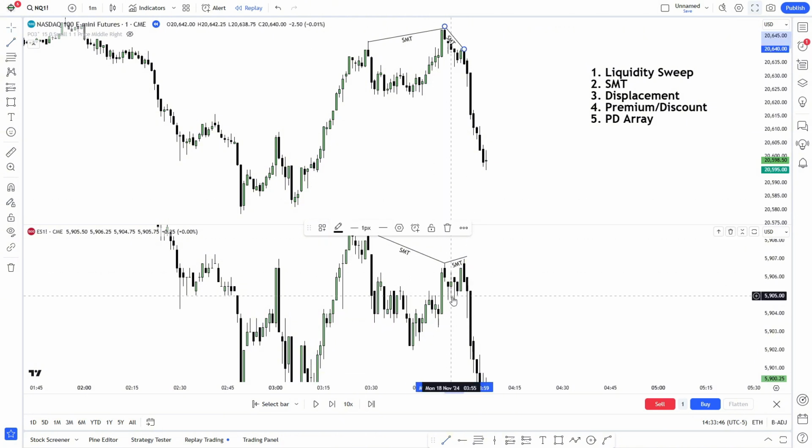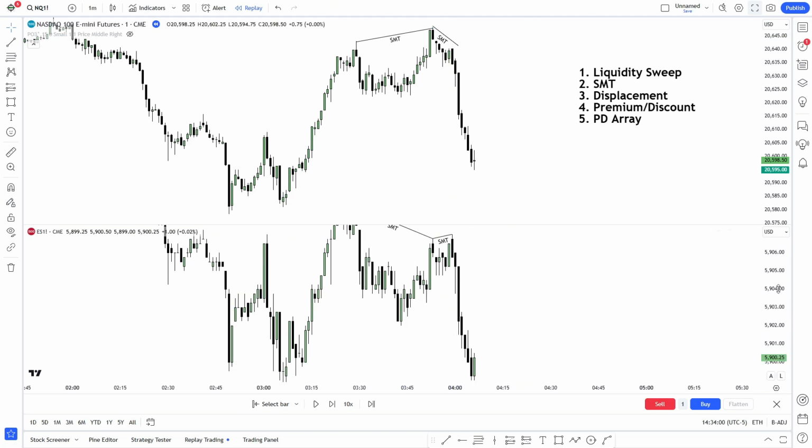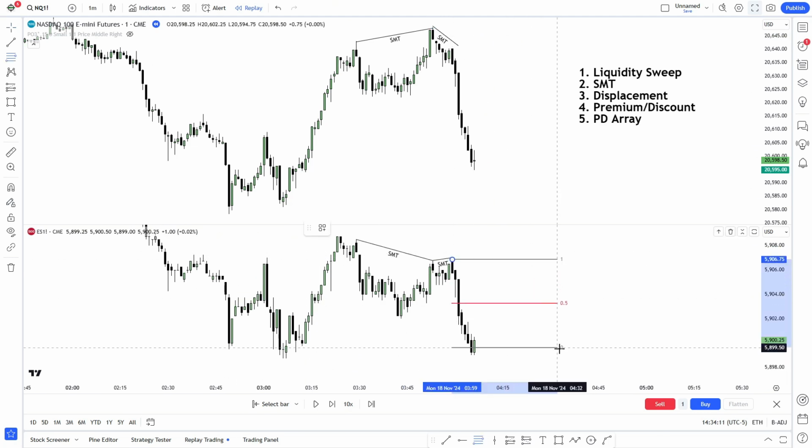So I'll be taking a trade on ES because the SMT that we got here took out a high before the displacement. Here we failed to take out a high. So I'll be looking for this one because we got the liquidity sweep right there, right before the displacement. So now we mark out our premium and discount.